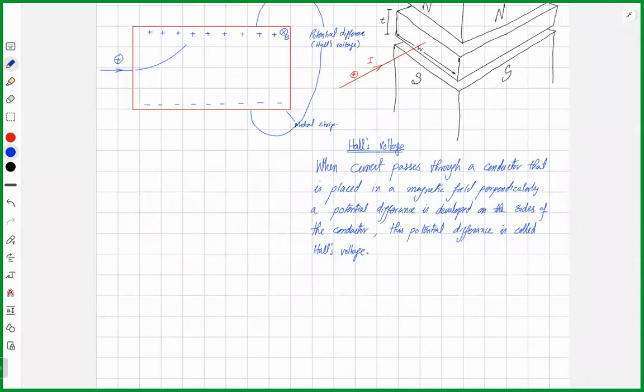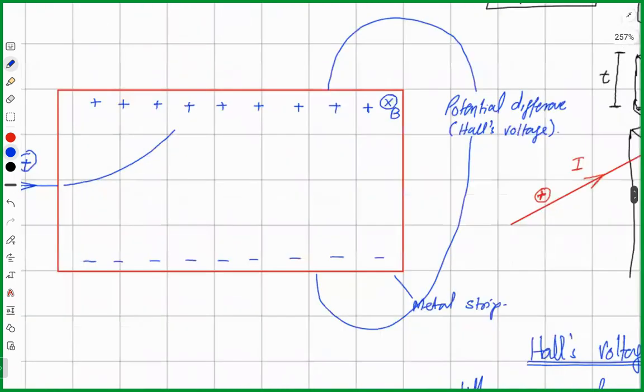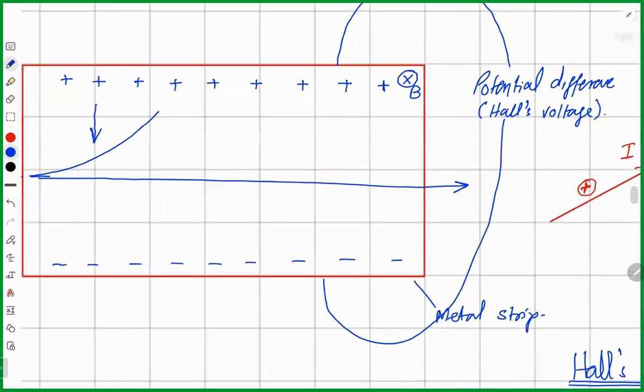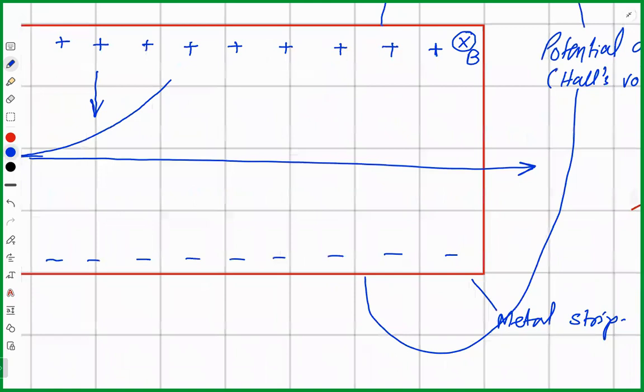Now we need to find out the magnitude of this thing. With the passage of time, when the charge is developing on the up and down, this charge will be exerting a downward force on our upcoming charged particles. So there will be a time when the current will start passing through straight. That means that the force because of the electric field and force because of the magnetic field is cancelled out.